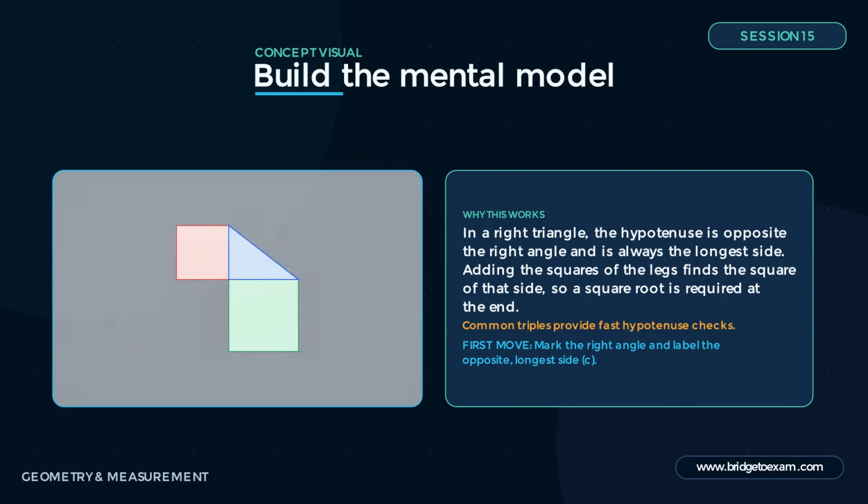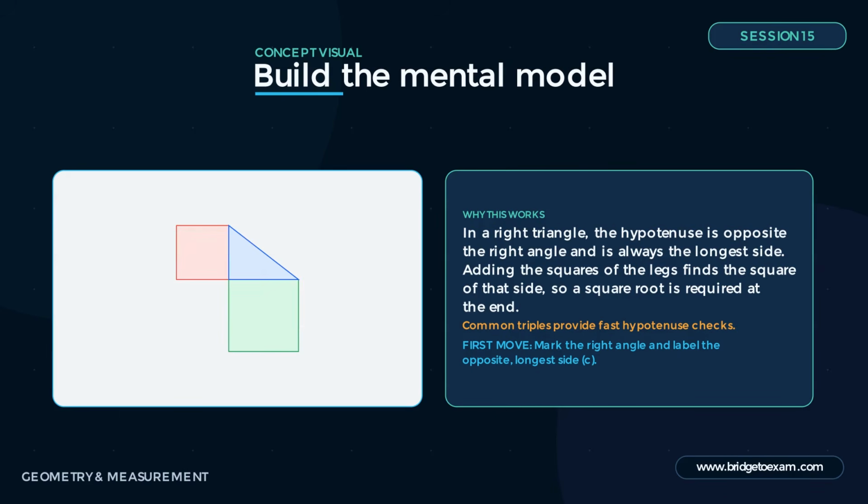Start with the concept visual. The common triples provide fast hypotenuse checks. The coordinate distance is another right triangle application. Read every label as evidence about what is known, what is unknown, and which measurements actually belong in the model.